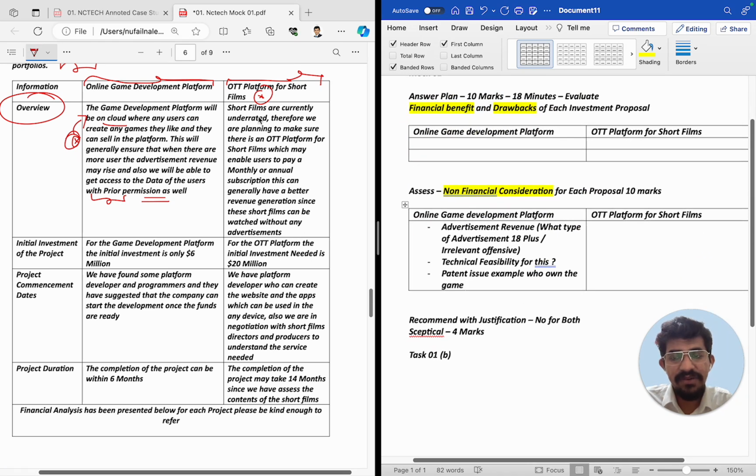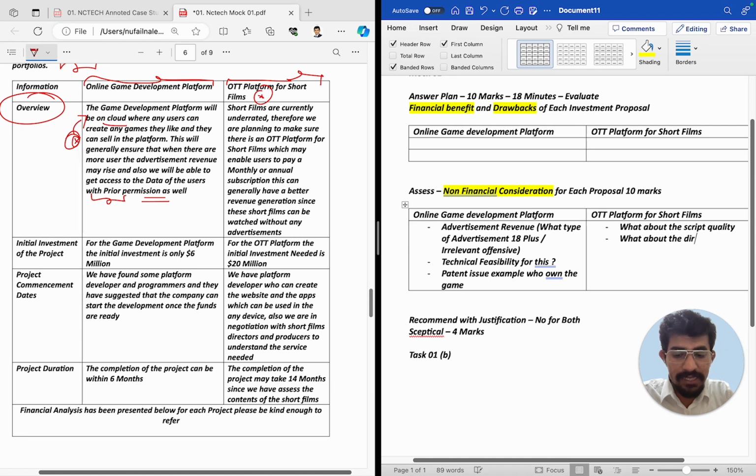Now, the next thing, if I'm not mistaken, I'll just check the OTT platform. Short films are currently underrated. Therefore, we are planning to make sure there is an OTT platform for short films which may enable users to pay a monthly annual subscription. This can generally have a better revenue generation since the short film can be watched without any advertisement. So students, again, they are saying short films without advertisement, but the issue is what about the script quality? Because students, sometimes short films may not have a very good script quality, if I'm not mistaken.